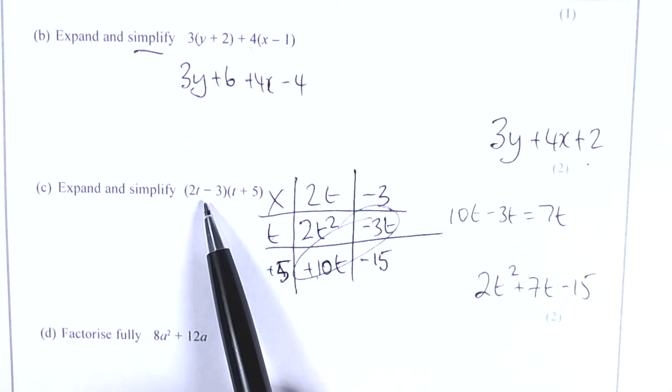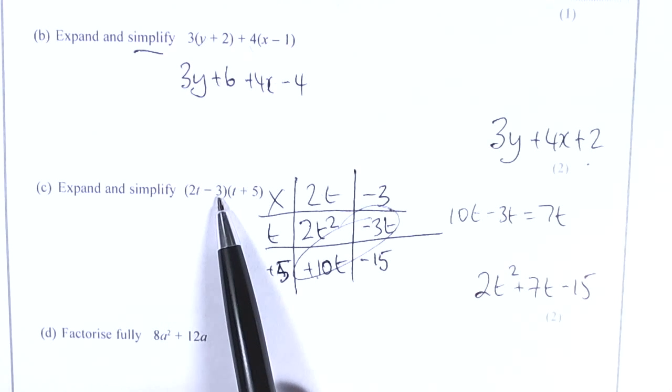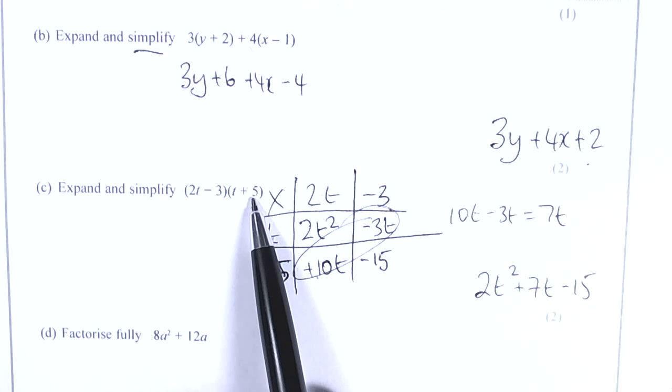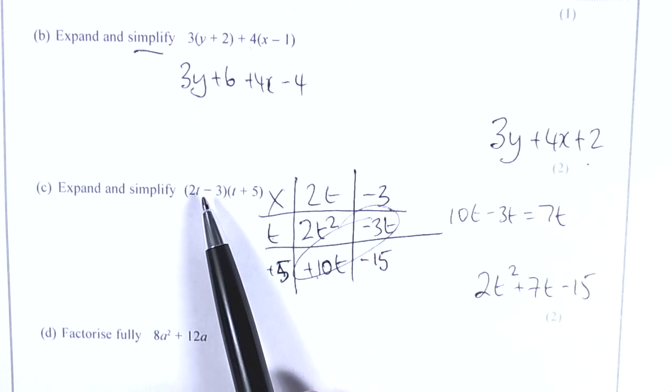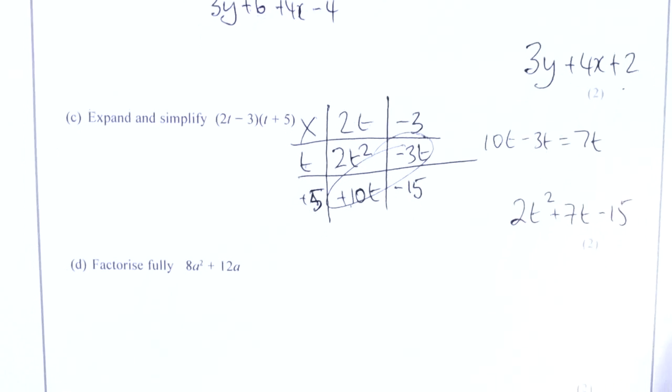We could check it by putting a number in. If we put the number 4 in, then 8 take away 3 is 5, 4 plus 5 is 9, and 5 times 9 is 45. And then go through the expanded answer and we'd find it's 45 as well.